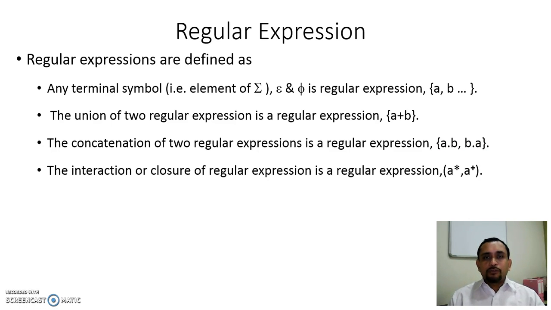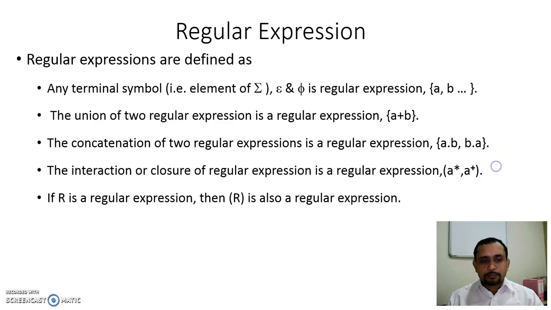Iteration or the closure of a regular expression is also a regular expression. For example, if we have Kleene closure of a, in that case a star, which is nothing but Kleene of a, is also a regular expression, which means zero or more number of times repetition of a. Similarly, if we have a plus, in that case positive closure of a means one or more number of times repetition of a is also referred to as a regular expression. If R is a regular expression, in that case R enclosed within round brackets is also a regular expression.